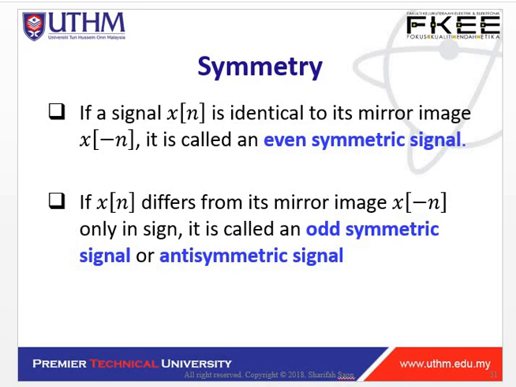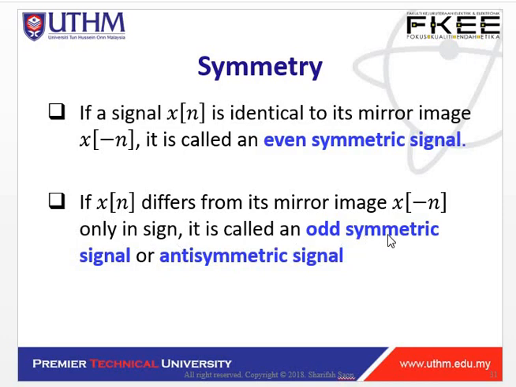Next, we will go to a new subtopic, which is symmetry. There are two types of symmetry: either even symmetric or odd symmetric signals. What is an even symmetric signal? If the signal x[n] is identical to its mirror image x[-n], it is called even symmetric. Left side and right side are the same, symmetric about y equals 0, at the y-axis.